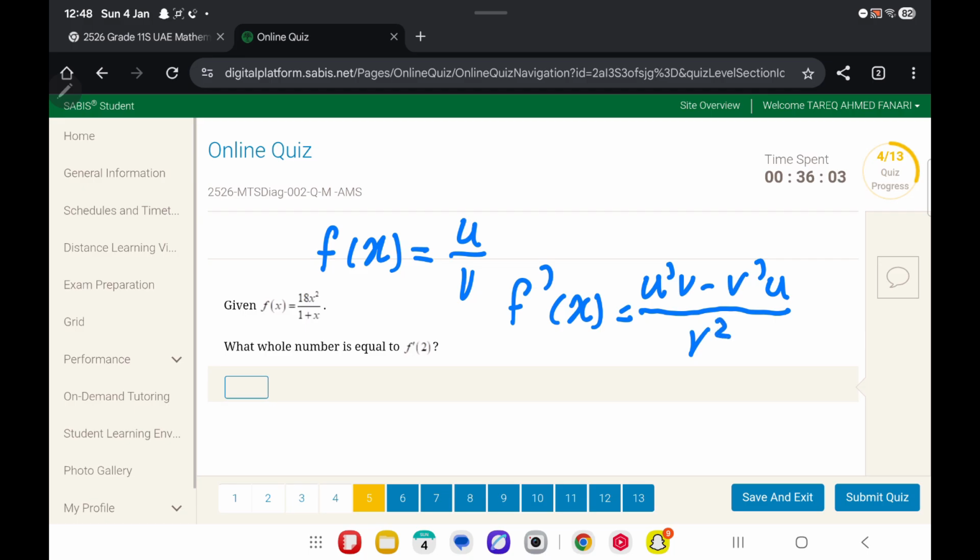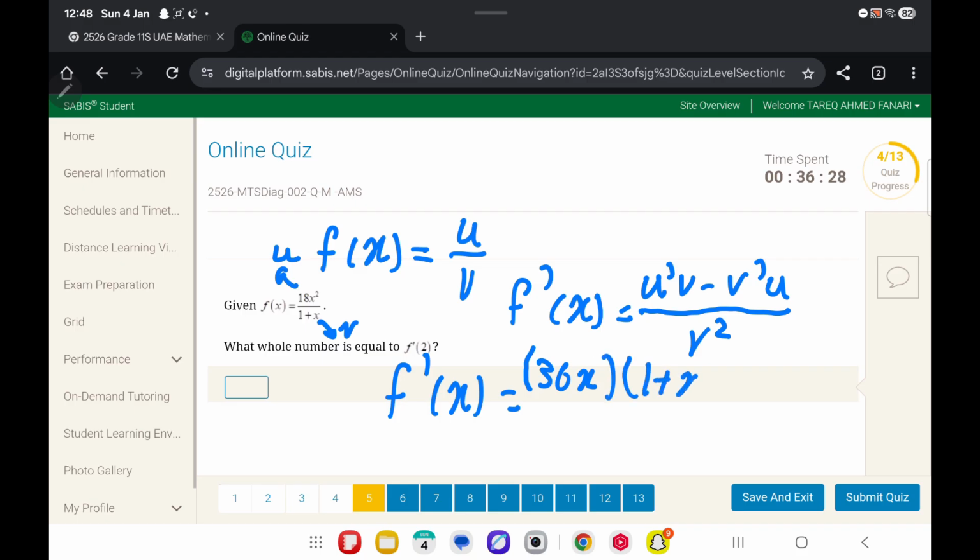So what's f prime of x here? What's the derivative of the top one? 18x squared. This is my u. This is my v. Now u prime. Derive 18x squared: 36x, right? 36x multiplied by v, 1 plus x, minus v prime. Differentiate this. This is just 1, because the constant differentiates to 0. No, this is 1, not negative 1.